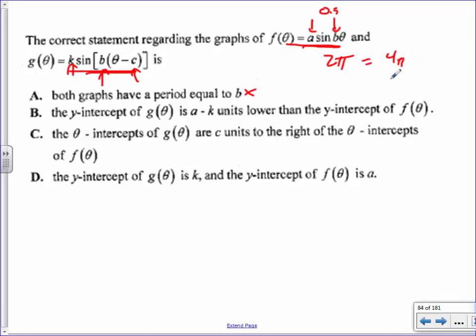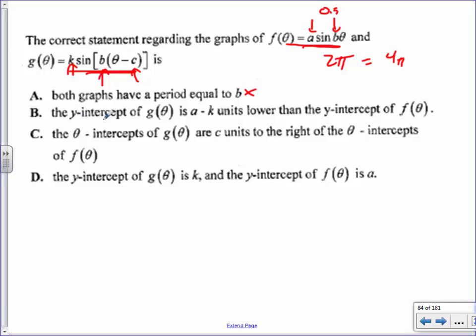Is the period itself actually whatever the b number is? No. They both have the same period, because whatever this number is and whatever this number is, they're both going to either squish the graph in or pull it out. But the period itself is not going to actually be what the b number is. The b number just stretches or squishes. So a is a great distractor, but not true ultimately.